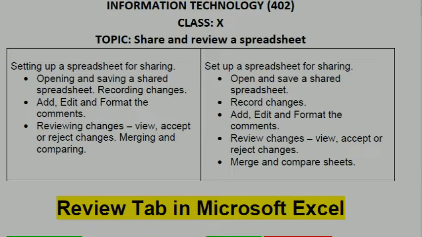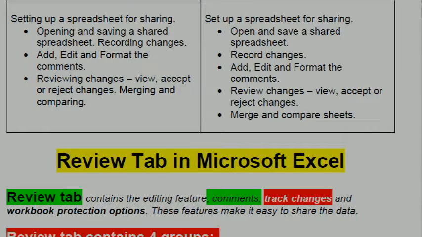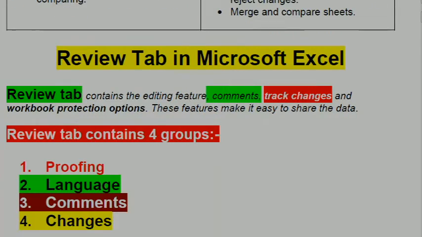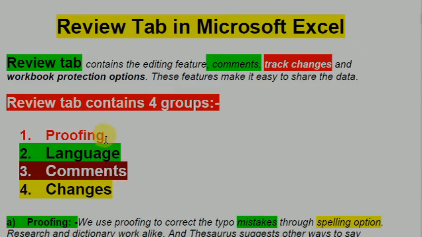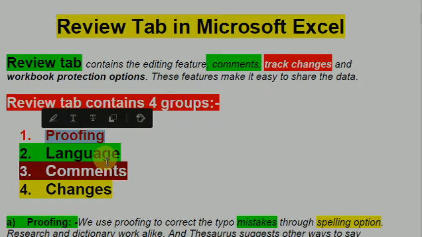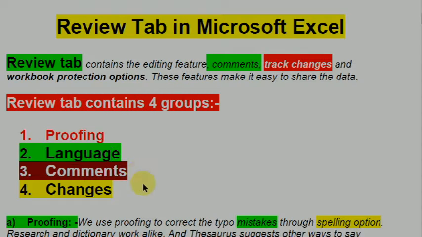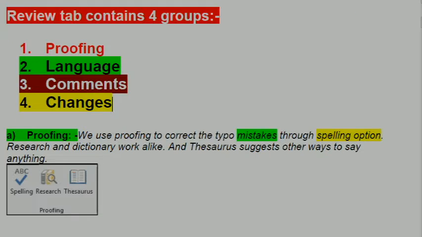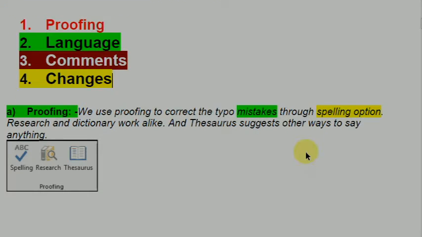If you go through the review tab, you will find that there are four groups. First is proofing, second is language, third is comments, and last is changes. First we are going to talk about proofing. In the proofing group there are three: spelling, research and thesaurus. These are also part of the review tab, but they are not that important.